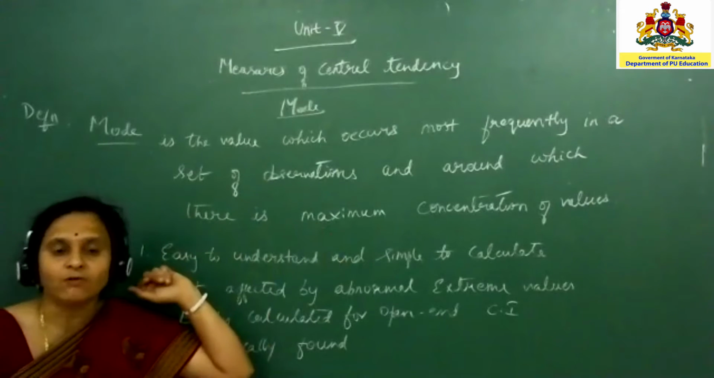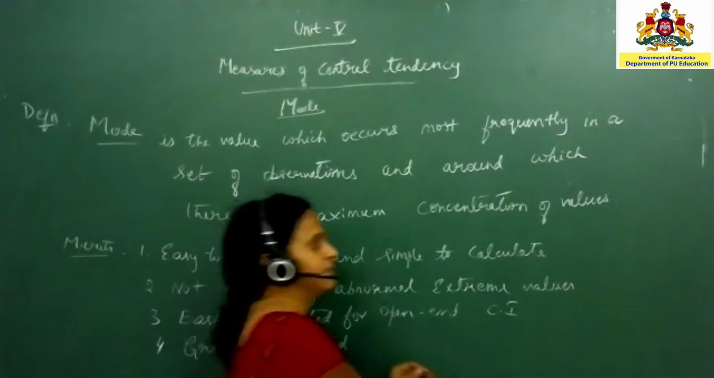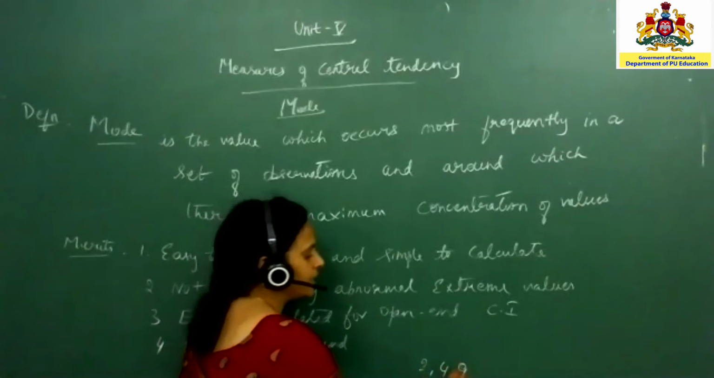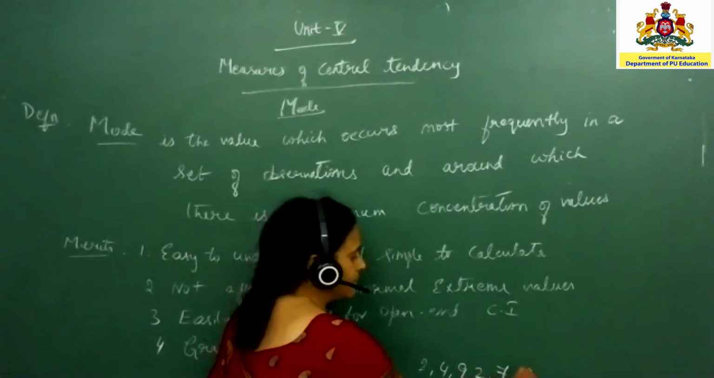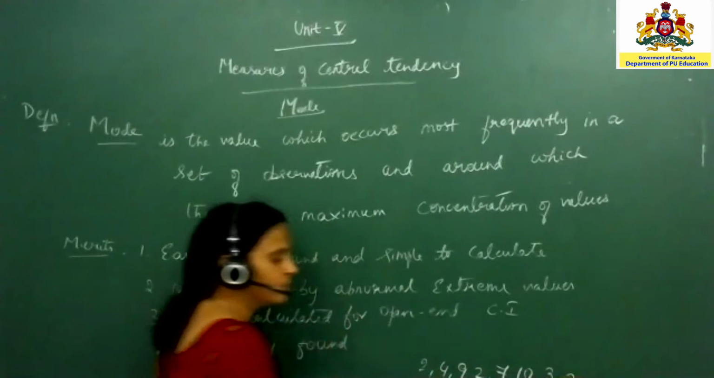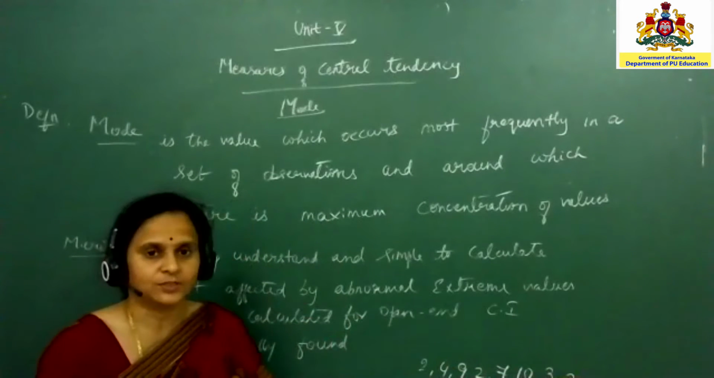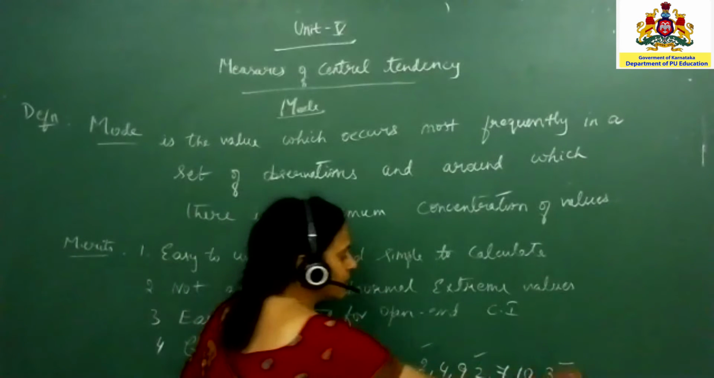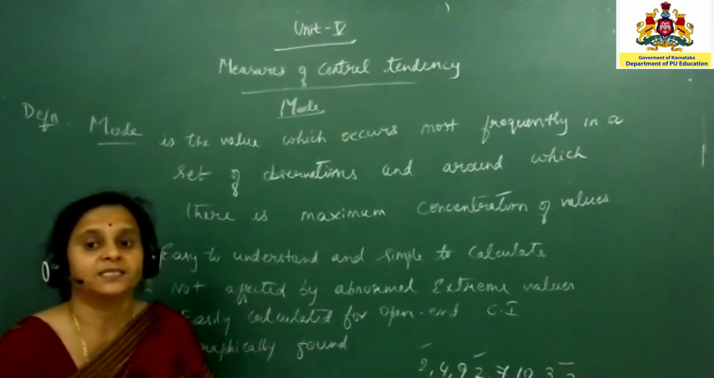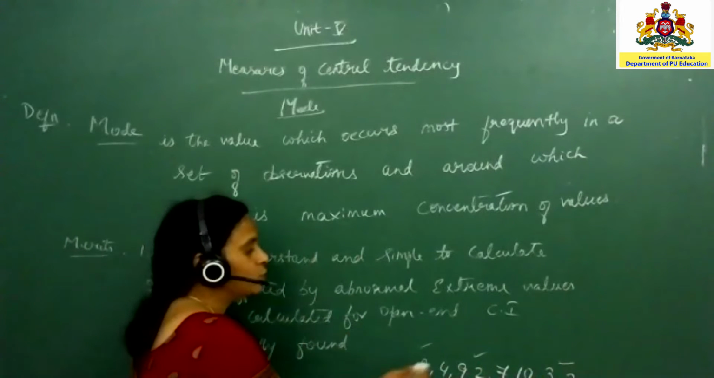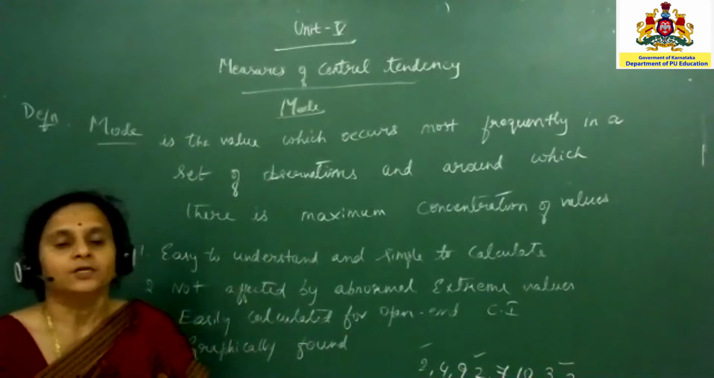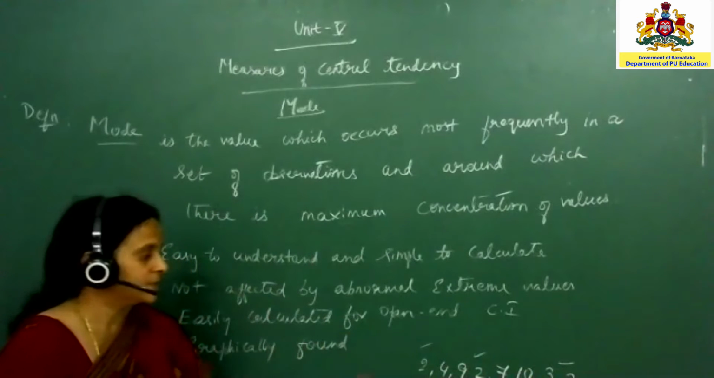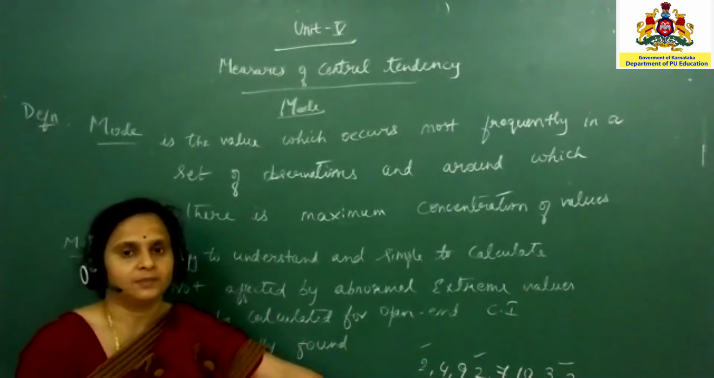For example, if I take 2, 4, 9, 2, 7, 10, 3, and 2, it is a set of observations, right? In this, 2 is repeated 3 times, the maximum number of times. It means 2 is the mode value. It is occurring most frequently compared to the other numbers. So we say that 2 is the mode for this example.